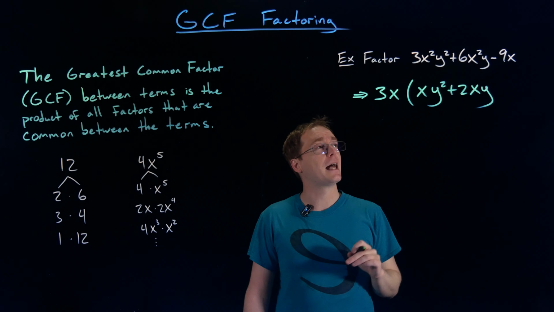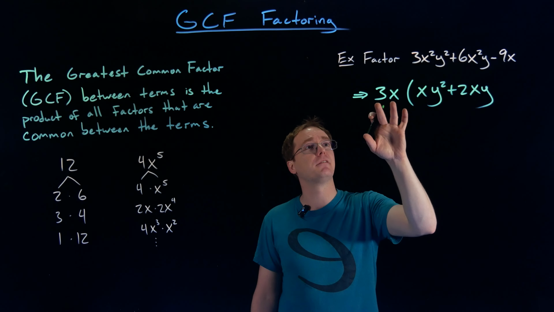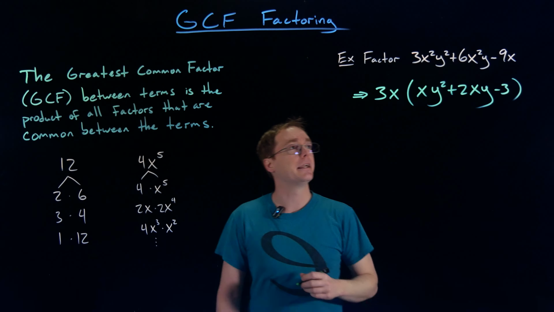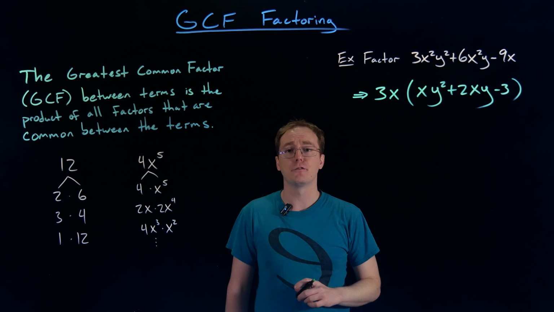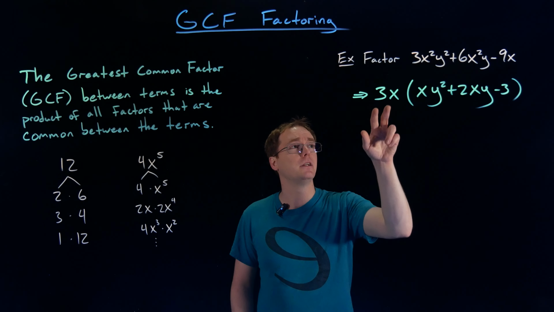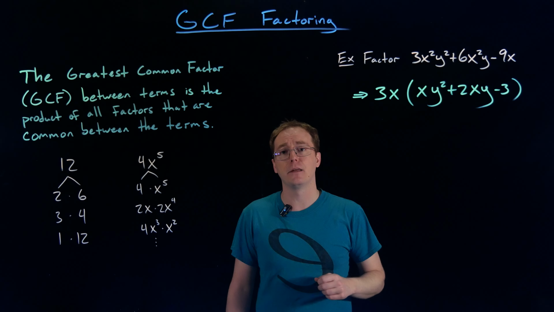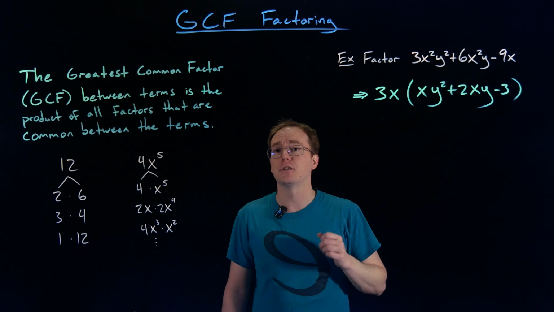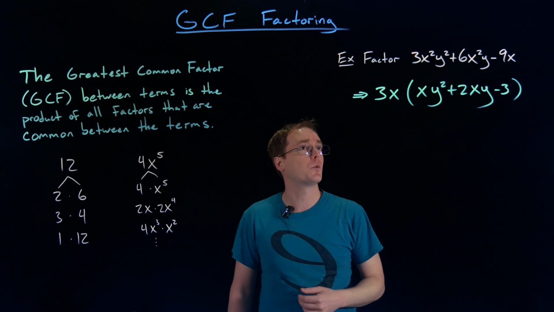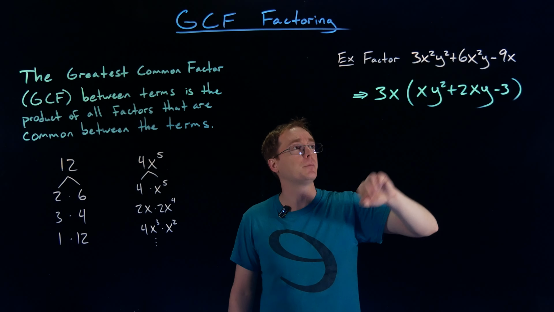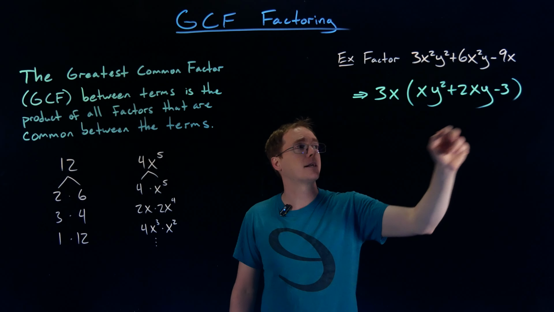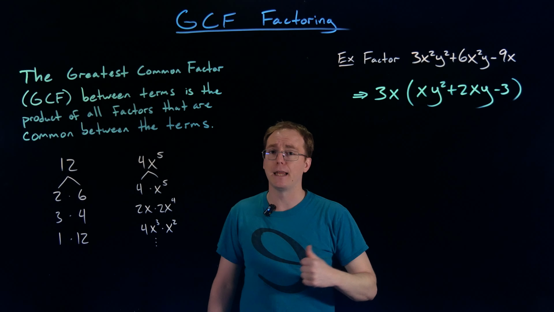Finishing this off by looking at our last term, that negative 9x, we can divide it by 3 and by x, and all that will be left over is a negative 3. So this is the factored form of our original expression. And notice we can always get back to our original expression if we multiply these quantities inside of the parentheses by that greatest common factor of 3x. 3x times xy squared gives us 3x squared y squared. 3x distributed and multiplied with 2xy gets us back to 6x squared y, and 3x times negative 3 will get us back to negative 9x.